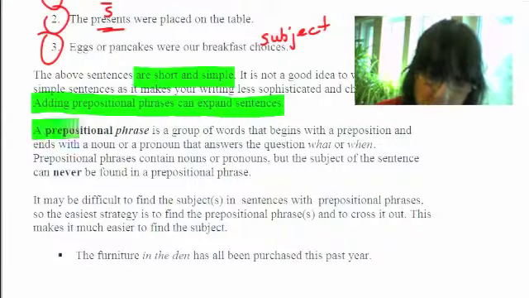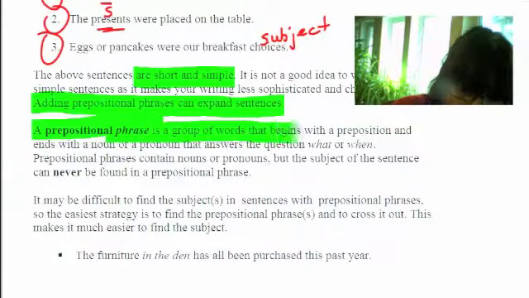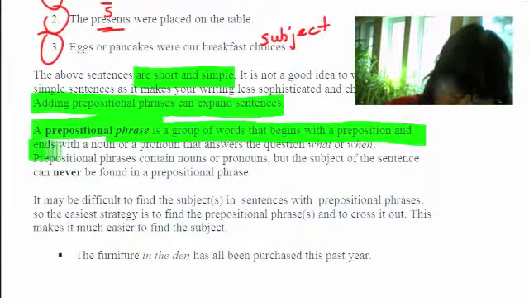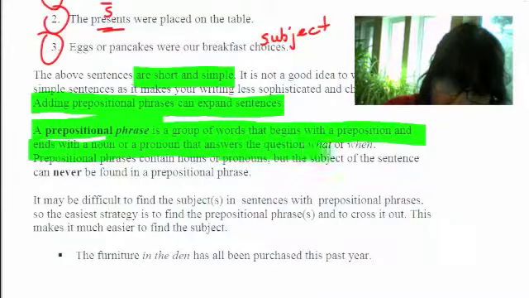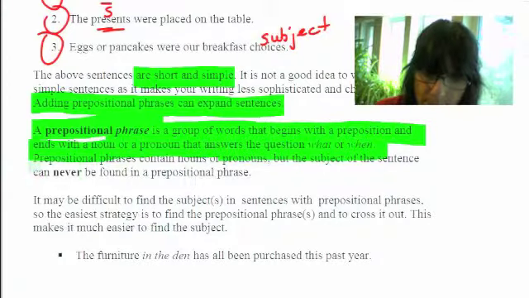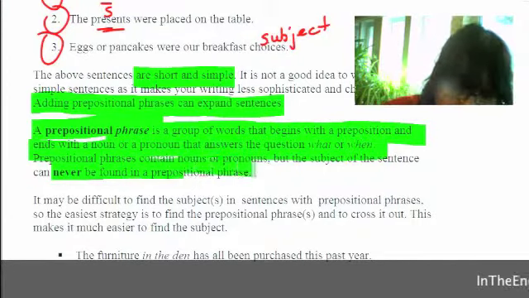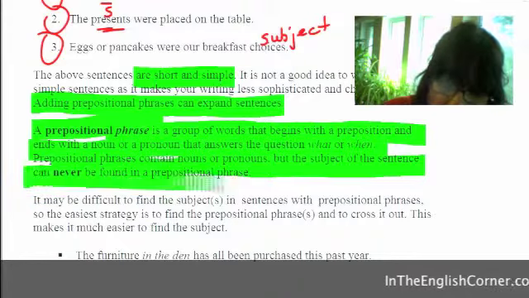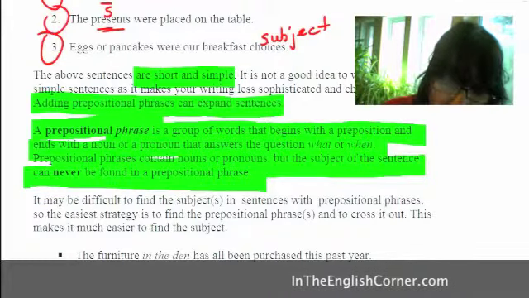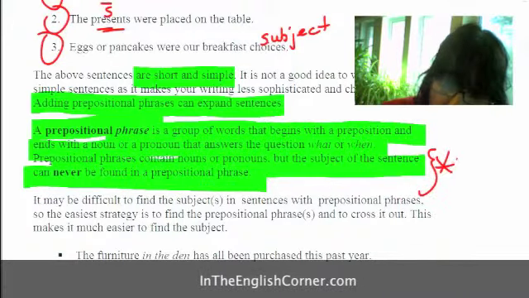So let's look at prepositions. A prepositional phrase is a group of words that begins with a preposition and ends with a noun or a pronoun, and it also answers the questions what or when. And the prepositional phrase contains nouns or pronouns, but this is what I want you to remember right here.